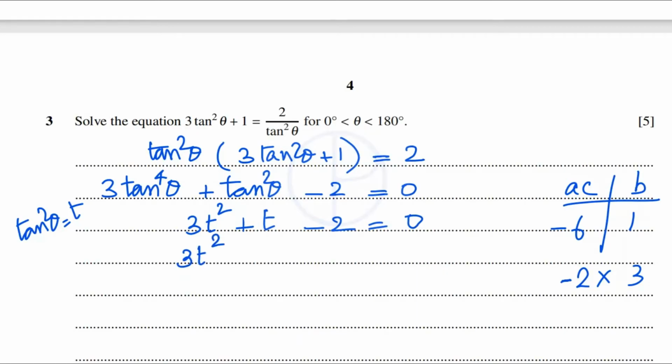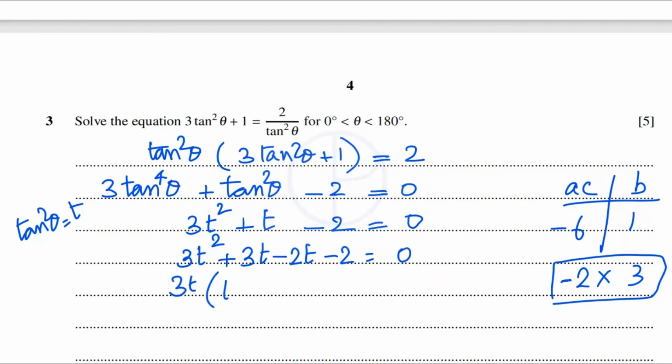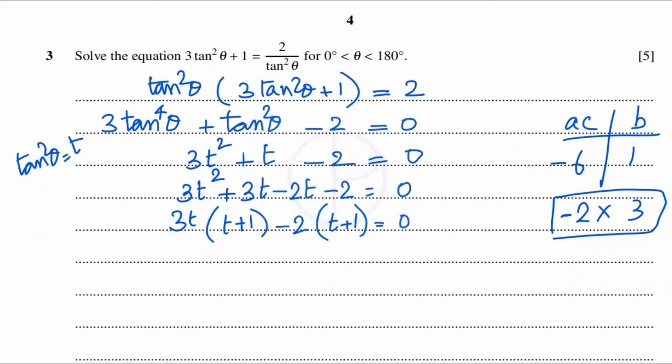Let's write this as 3t square plus 3t minus 2t minus 2 equal to 0. So we split the t like this. Take 3t commonly: t plus 1, minus 2 times t plus 1 equal to 0. So take t plus 1 commonly, and we get 3t minus 2 equal to 0. So t plus 1 equal to 0 or 3t minus 2 equal to 0.